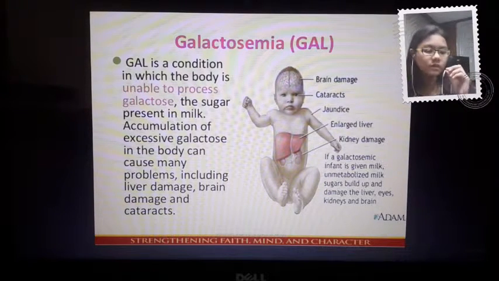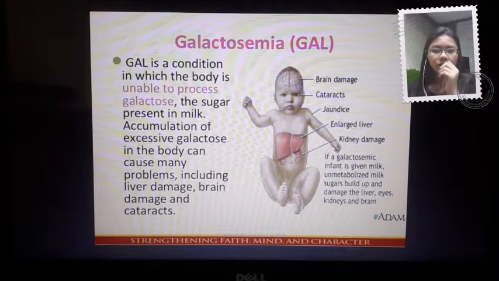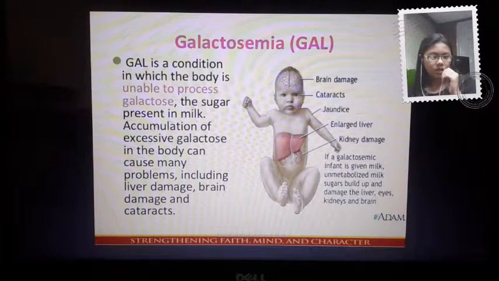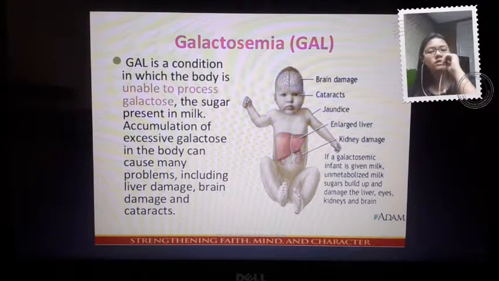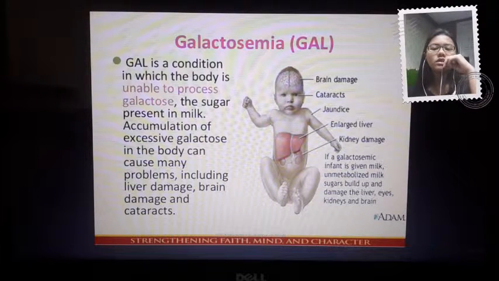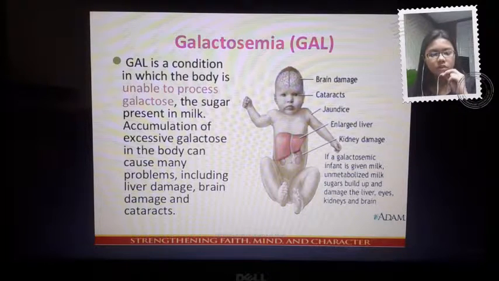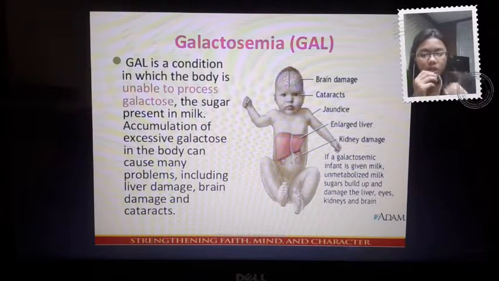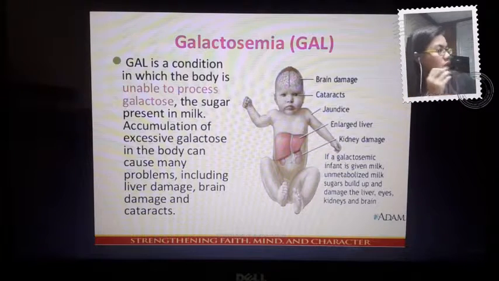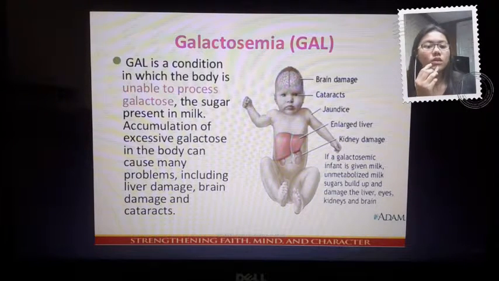So here, this is the galactosemia, which is a condition in which the body is unable to process galactose, the sugar present in milk. Accumulation of excessive galactose in the body can cause many problems, including liver damage, brain damage, and cataract. So it disables infants from metabolizing galactose. This is inherited through autosomal recessive inheritance.